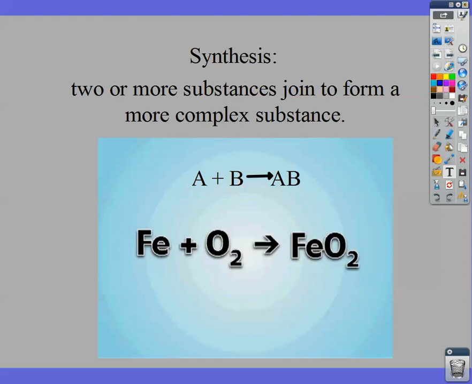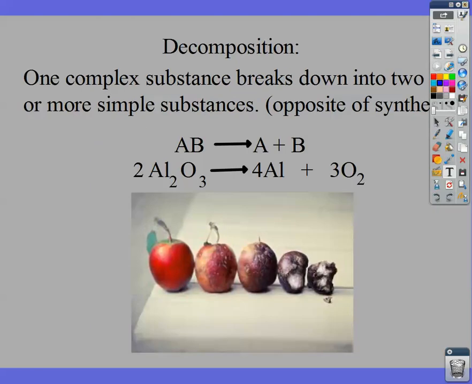reaction. This is the exact opposite of our decomposition reaction, where we take a complicated substance, substance AB, and we break that down as a result of the reaction to create substance A and substance B separate from one another. An example of this happening would be aluminum oxide, Al2O3, breaking down over time to produce aluminum and oxygen gas. Again, we just take a complicated compound, and it breaks down over time to create 2 simpler substances than what we had started with.